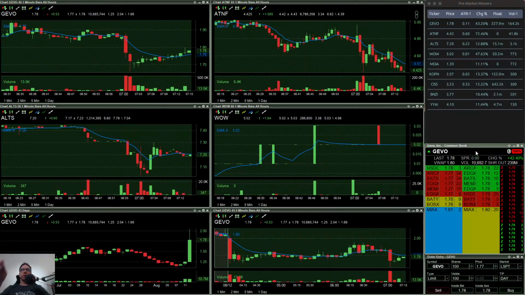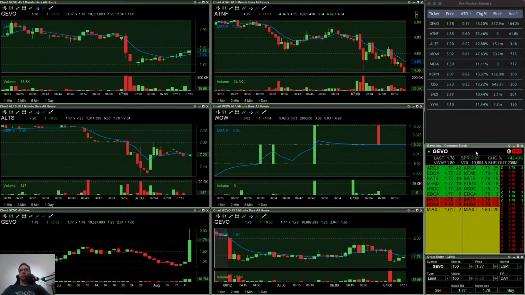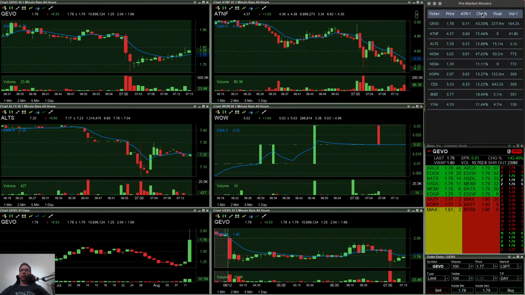Yeah, those are not much. GEVO was 43%. It's an ATR of 11. That has been the biggest volume so far. Now, ATNF is just selling off. That's the biggest gain percentage-wise. I need to be able to sort this. When you click on change percent, it's going to sort by change percent, and when you click on volume, it's going to sort by volume. So I need to do that.